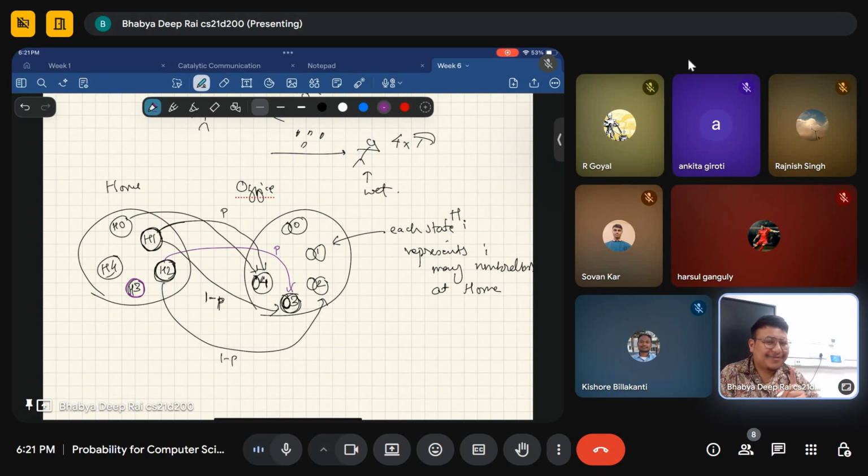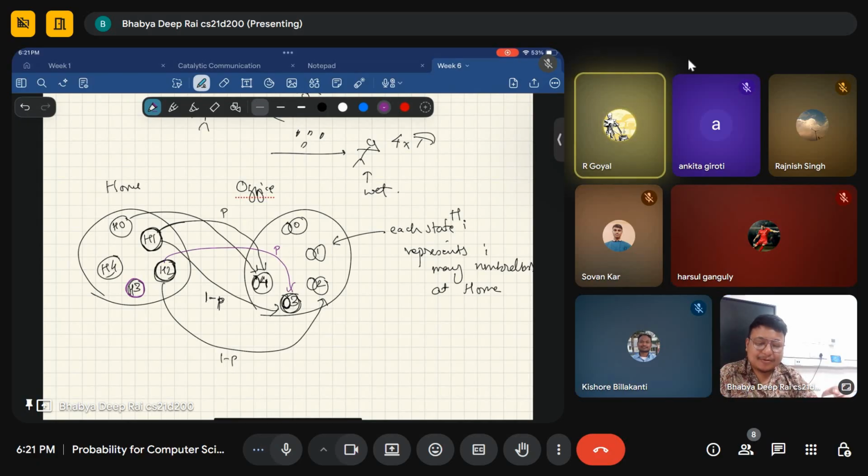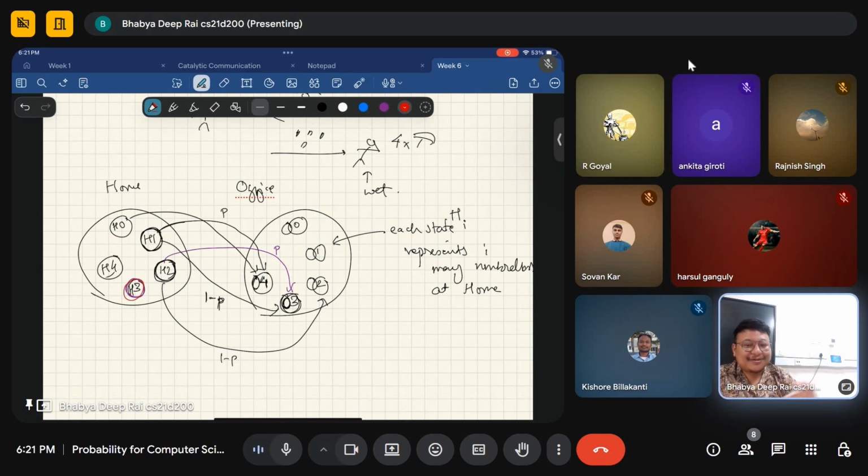Wait, no. See, when you are at H3, the logic is still the same. When you are at H3, if it rains, you take an umbrella, so you move to O2, and for O2 the sum came out to be 3 plus 2 is equal to 5 with the probability of P. So I was talking about the sum of the indexes, I mean the subscripts here, ranging from 0 to 4. Yes, that's a general way to do it. But I'll come to that.